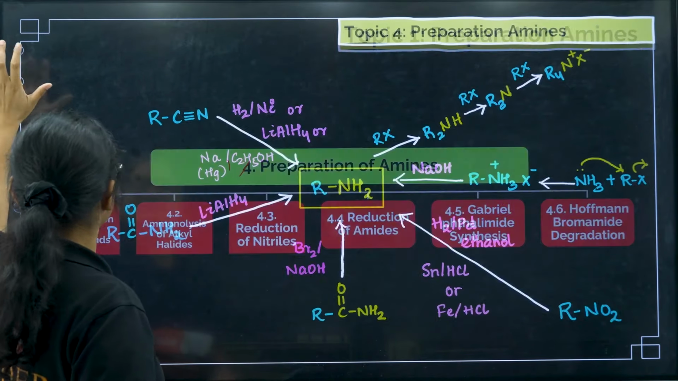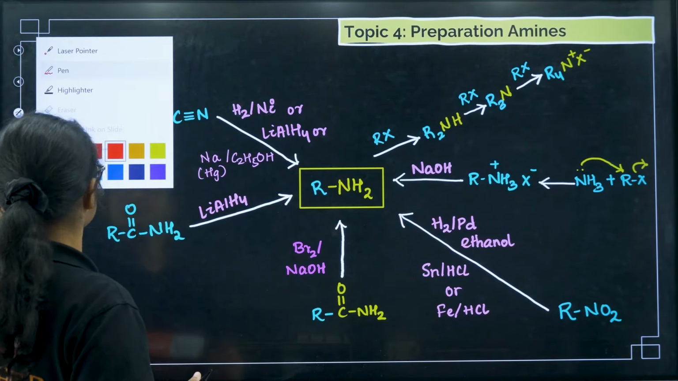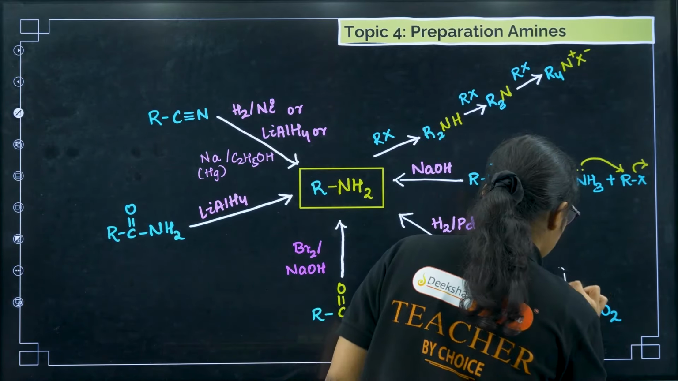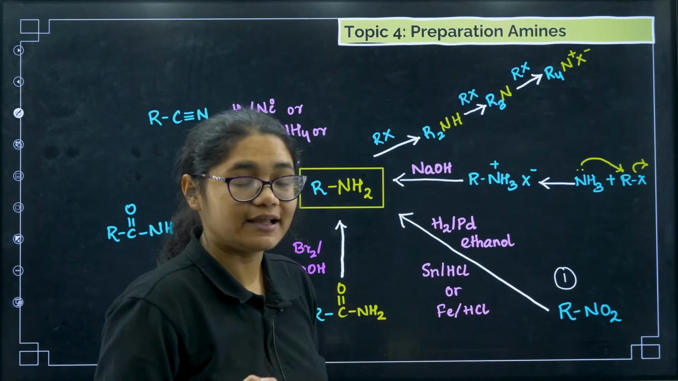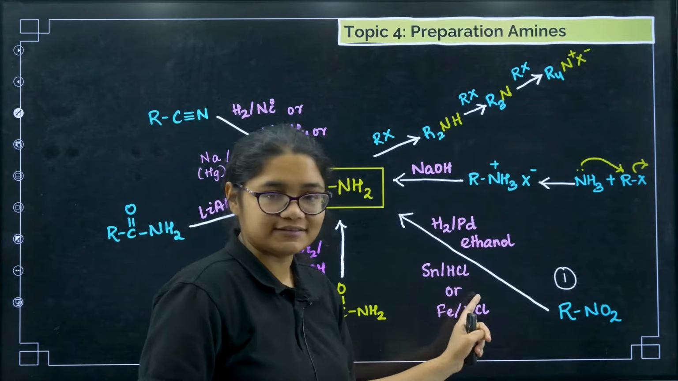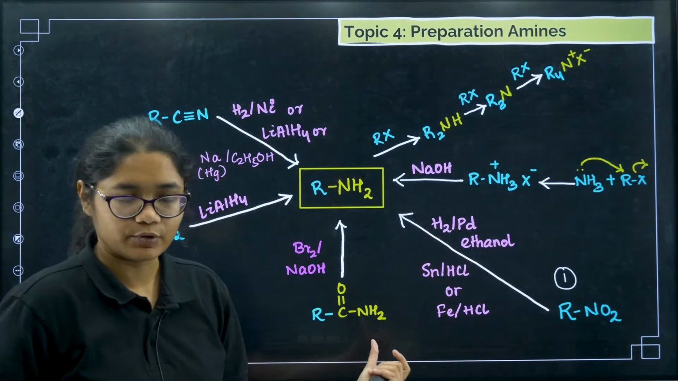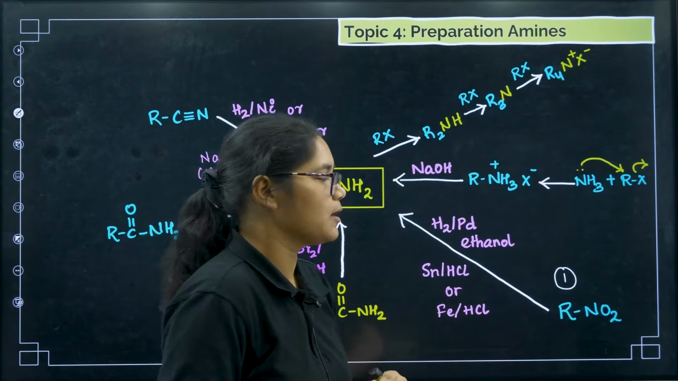Okay, so if I see the first one, that is your reduction of nitro compounds. So I think I am starting from here, the reduction of nitro compounds. What reagents can I use here? Sn/HCl or Fe/HCl or hydrogen with palladium in ethanol. Okay, that is reduction of nitro compounds.